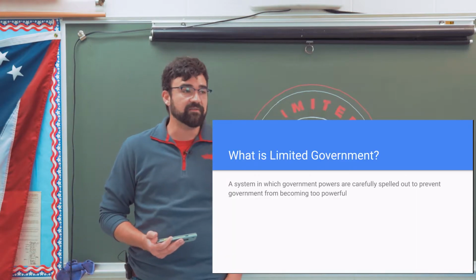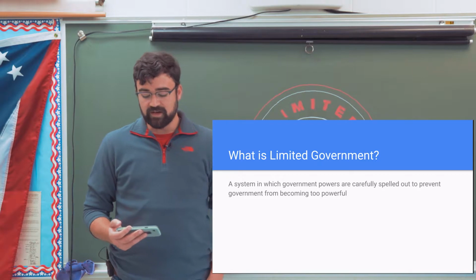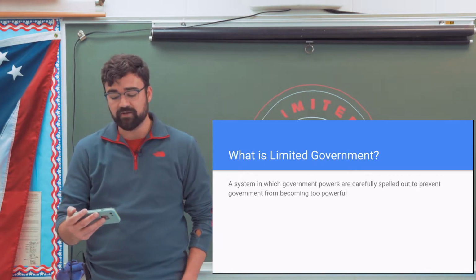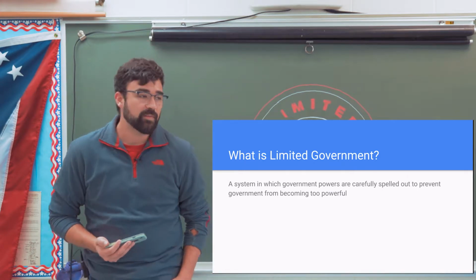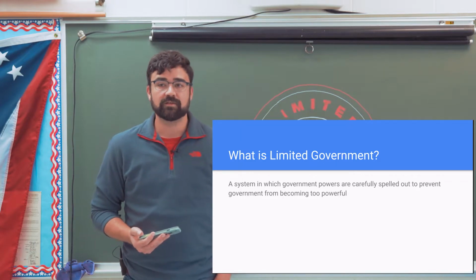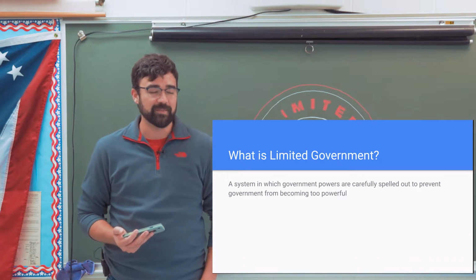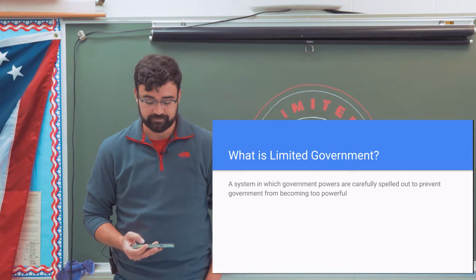We want to know the definition of limited government. Limited government is a system in which government powers are carefully spelled out to prevent the government from becoming too powerful, okay? It's a system of government where the powers the government has are carefully spelled out to prevent the government from becoming too powerful.